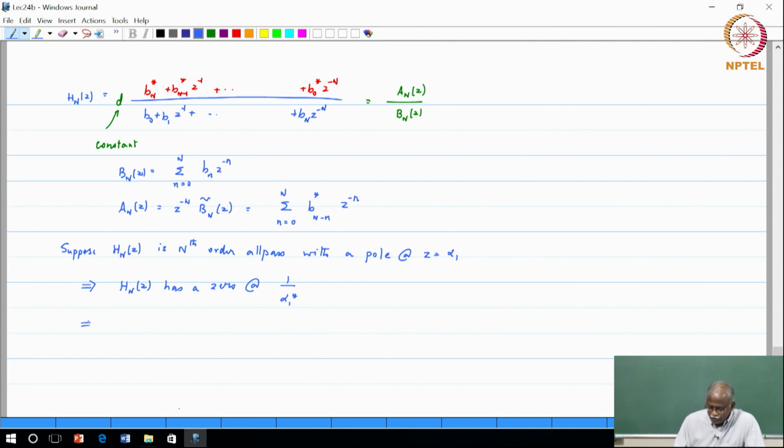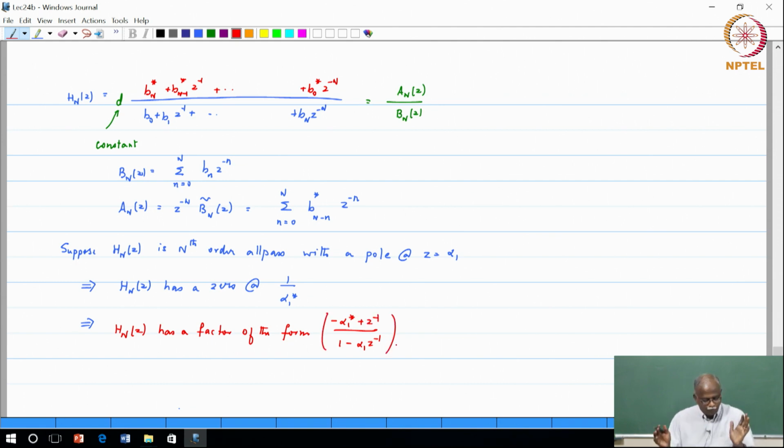So this also can be combined to make the following statement, that if I pull out this particular pole and this particular 0, then Hn of z has a factor of the form 1 minus alpha 1 z inverse, that is the pole, minus alpha 1 conjugate plus z inverse, that is the 0. There is a factor of this type.